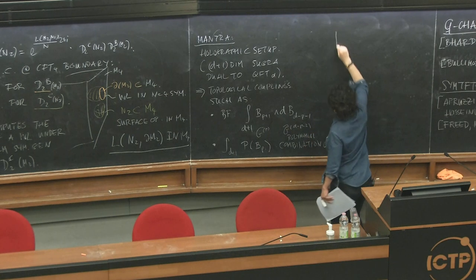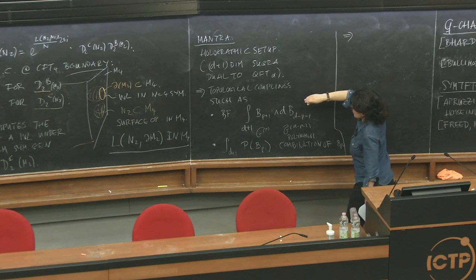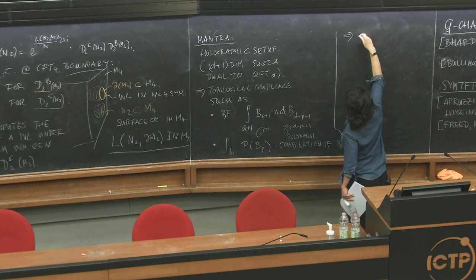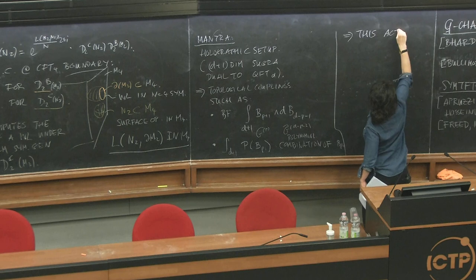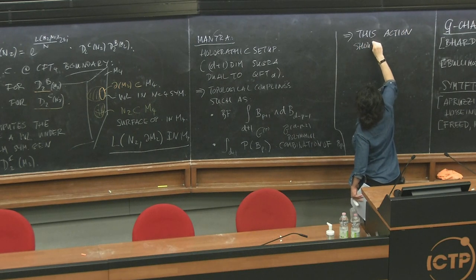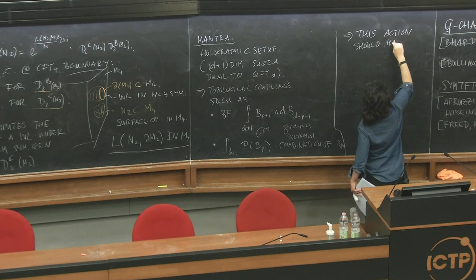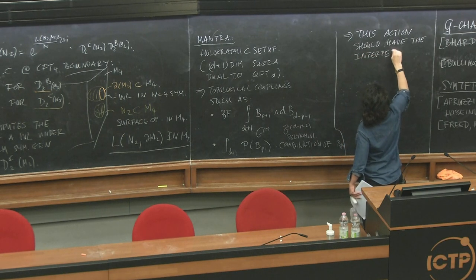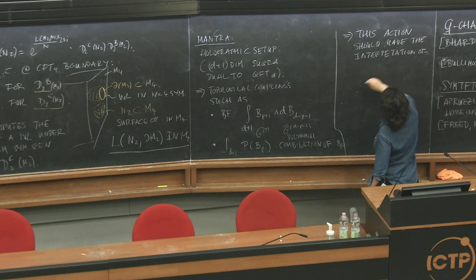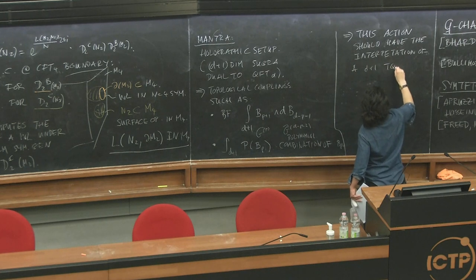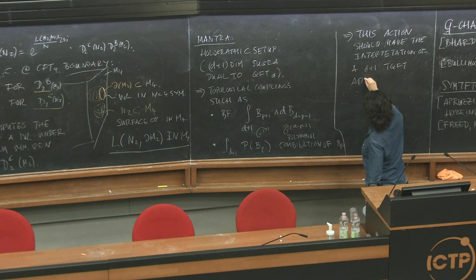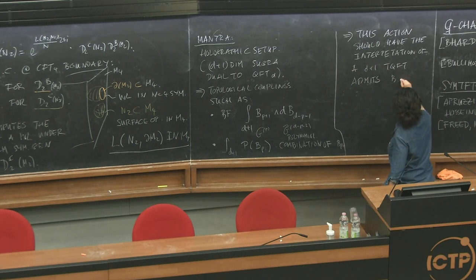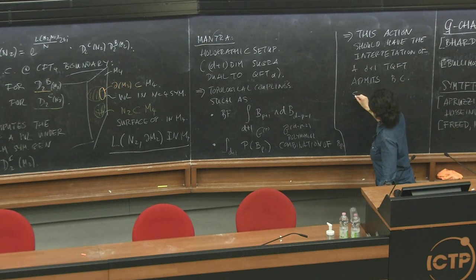And then the statement is, this topological action should have the interpretation of a D plus one dimensional TQFT, which admits boundary conditions, in fact, topological boundary conditions, such that they fix the symmetry structure.